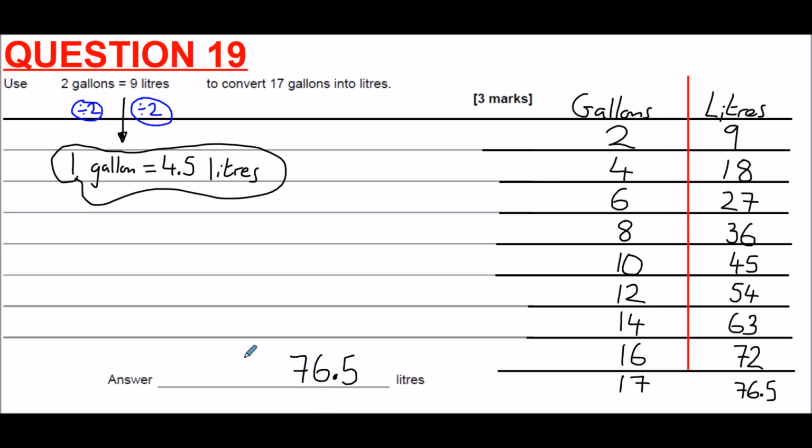I'm now going to show you how you can do it directly without this build-up method. Just going back to what we had earlier, 2 gallons equals 9 litres. If we just want to work out what 1 gallon is, like we did before, if we divide both sides by 2, that tells us that 1 gallon is 4.5 litres. And we get this by just dividing both sides by 2.